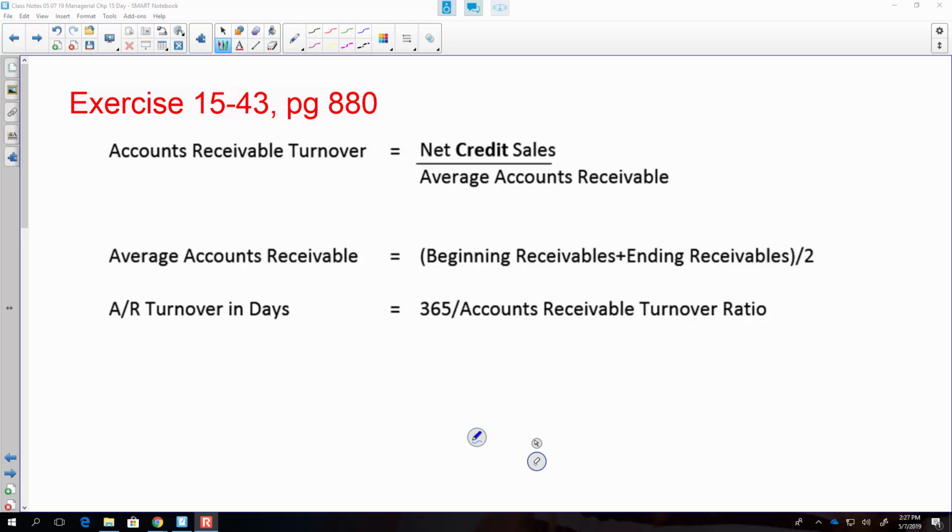With problem 43, we're looking at our turnover ratio. The problem's on 880. Looking at receivables, right? How quickly can we convert these receivables to cash? Here's our formulas. Really, I think we'll start here. Compute our average accounts receivable. Here we're given January 1st at 5 million, ending 7, divide by 2. So I'm just going to put that computation right on top here.